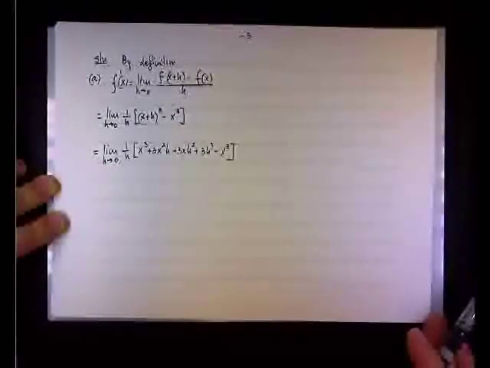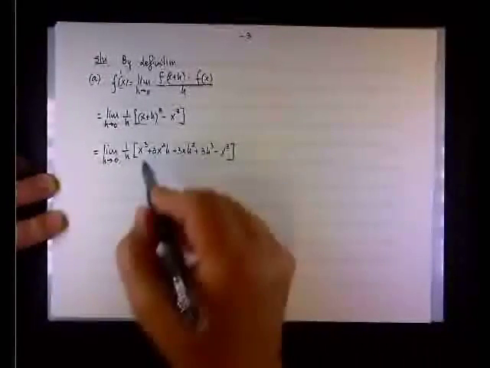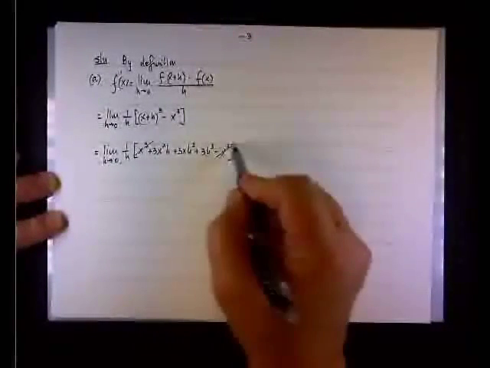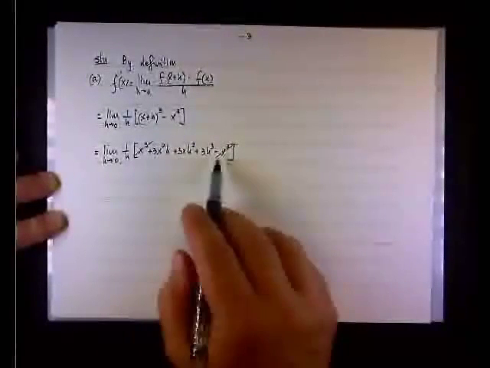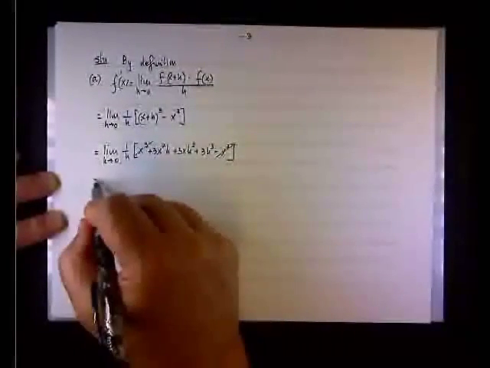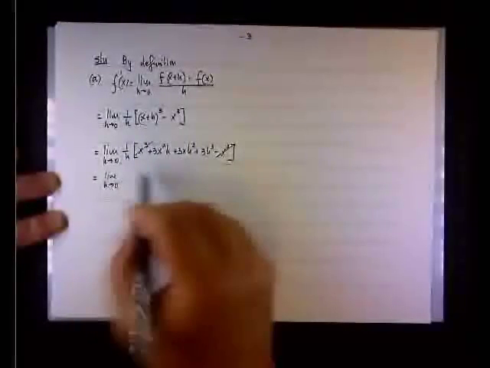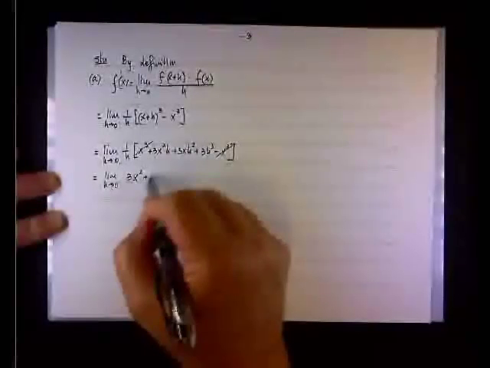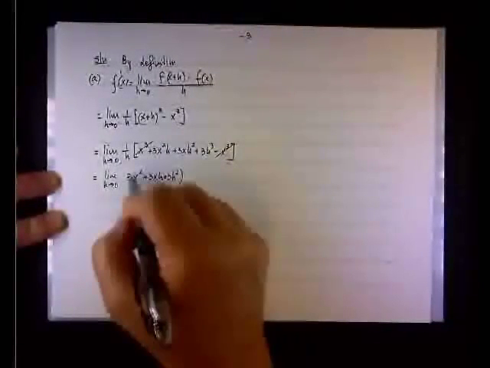Yeah, it's 1 plus 3 is 4, 3 and 3 is 6, and so on. So let's continue. You can see that x cubed and x cubed are being reduced, and the remaining three monomials all have h. So if you multiply it out, you end up with the limit as h approaches 0 of 3x squared plus 3xh plus 3h squared, like so.